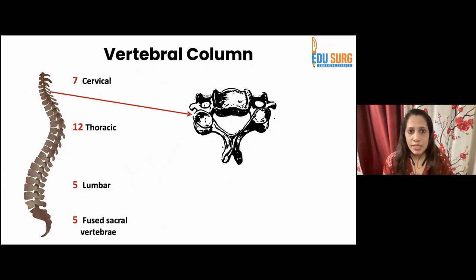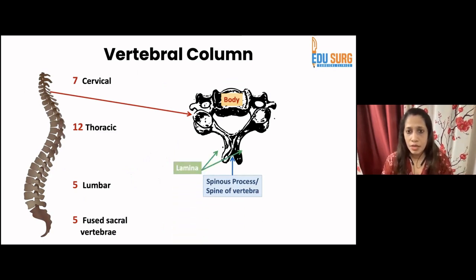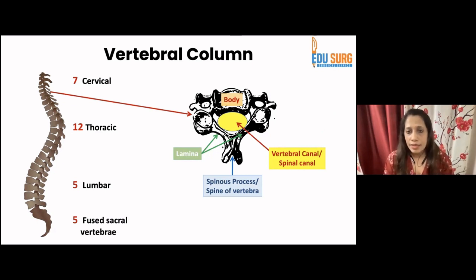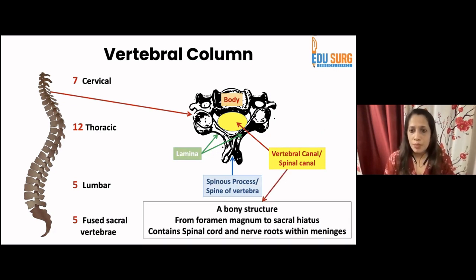To go further, we are describing a single vertebra here. Here is the body, which is anterior. Then you have the spinous process, which is posterior, what you feel on the back of the patient. You have the lamina. Then you can also see the pedicles and the articulating facets. In the center is the space where you get the vertebral canal. It is a bony structure which runs from the foramen magnum to the sacral hiatus. So basically from skull base to right below, it contains the spinal cord and nerve roots within the meninges.